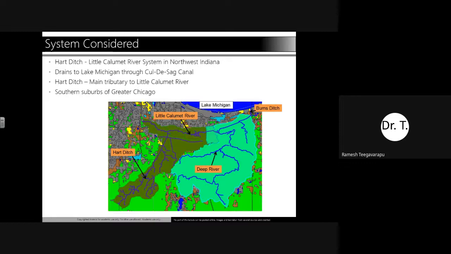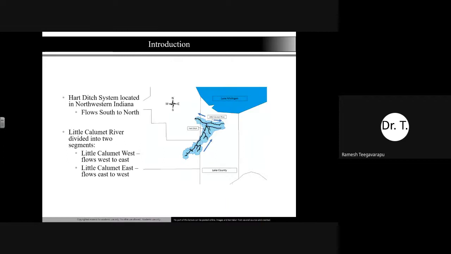So this is a river system in Indiana, very close to Chicago. This is Lake Michigan, and this is the main tributary. And there's a Little Calumet River which causes flooding in this area all the time. There are a number of reasons why this particular area was selected, because this area really helps the agencies to make decisions about where to construct the levees, where the flood will go, and how many houses will be inundated, and so on.